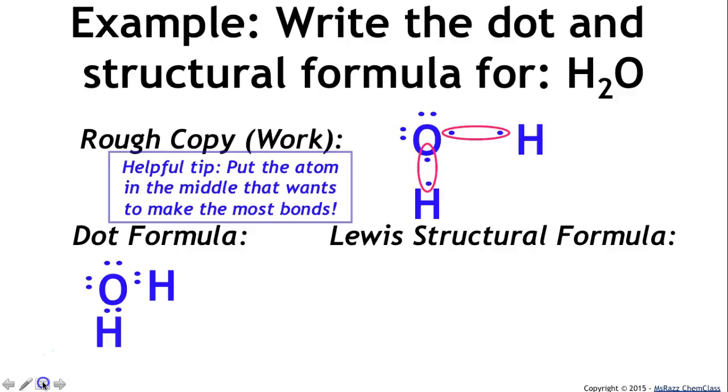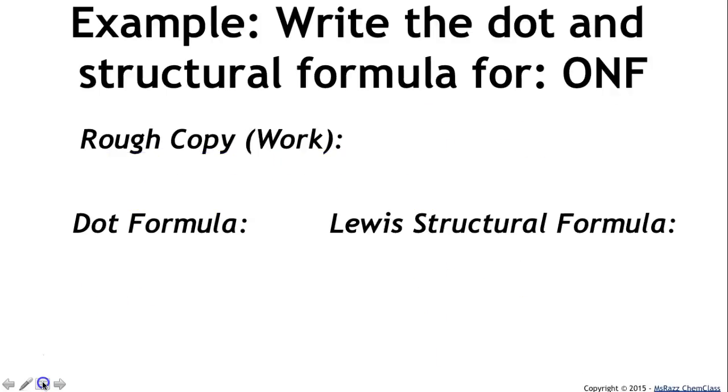Right? When I transfer those shared pairs of electrons into the Lewis structural formula, remember we're going to replace those double dots with dashes. And so that's what it looks like. You have 2 bonds, and then you have 2 unshared pairs on that oxygen atom.